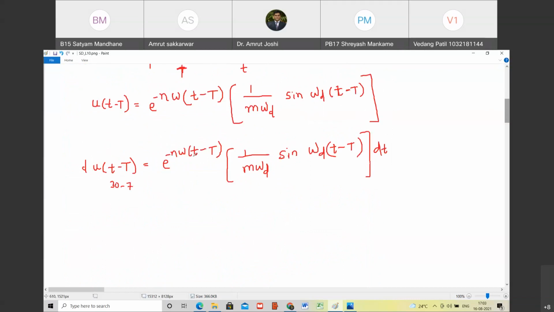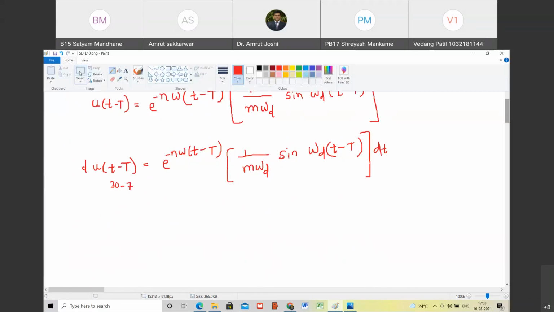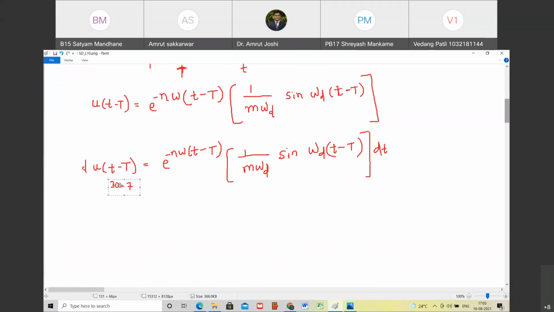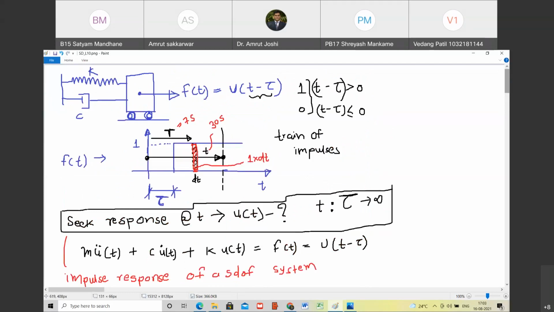So e raised to minus eta omega (30 minus 7), 1 upon m omega d, sin omega d (30 minus 7), dt. Do you agree with me? Yes. This is the response of this small impulse dt at time t equal to 30 seconds. Is it understood? Yes. Now let me refresh my sentence and reiterate it.